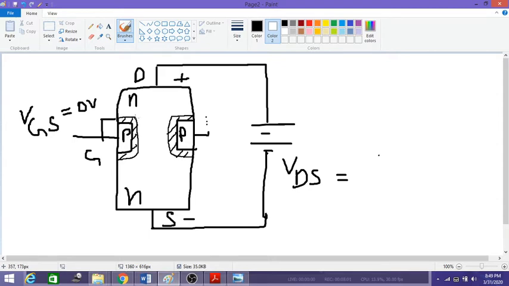So your depletion region is not evenly distributed because of this positive potential at the drain and negative potential at the source. So your depletion region looks like this. Like this. Let me write the new graph here so that you can understand.